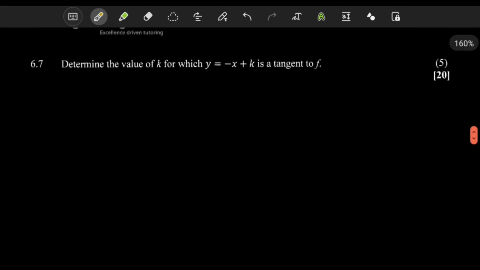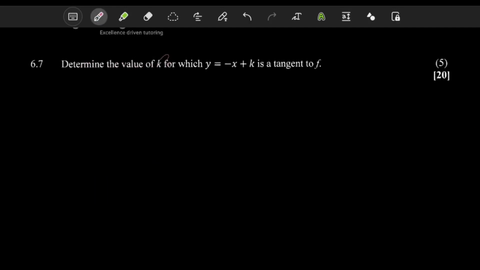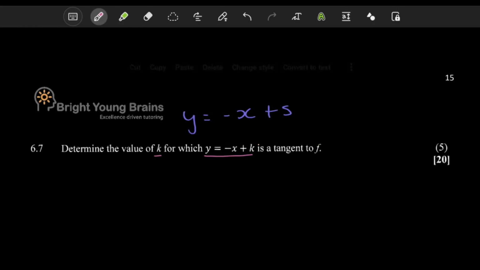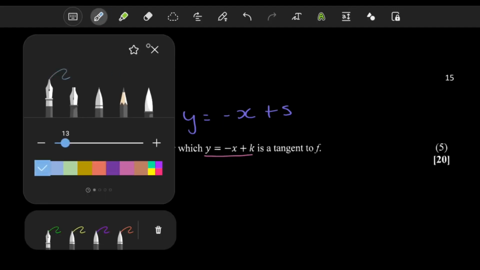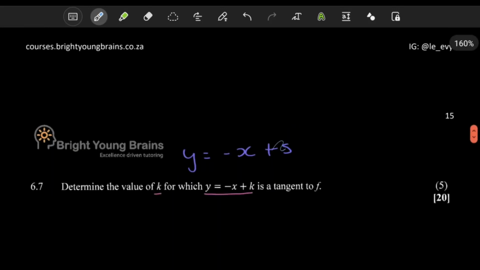Moving on to 6.7 for 5 full marks. Here they say determine the value of k for which this equation is a tangent to f. Questions like these, don't think they are just random questions on their own. Because look, this question looks a lot like the previous one. This line that they're talking about, you can already see that it's just this equation of your straight line here.